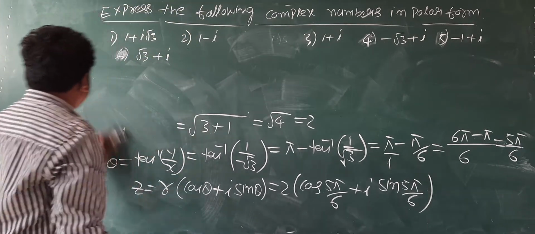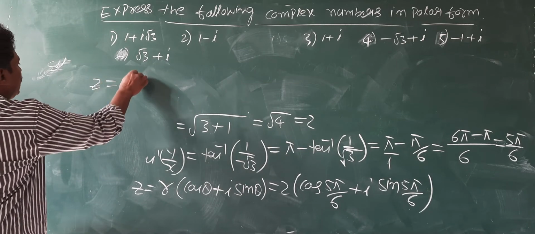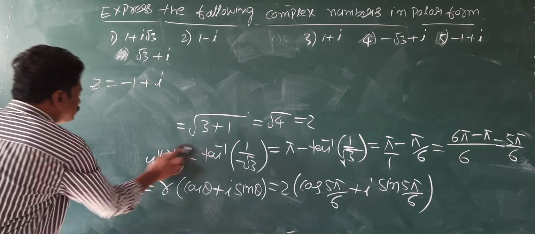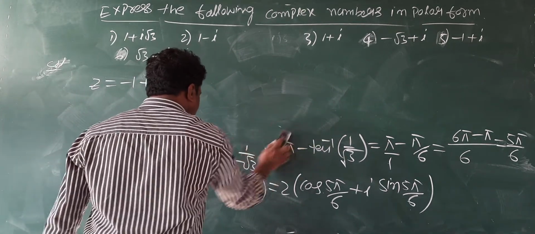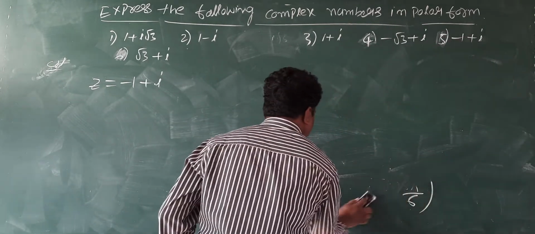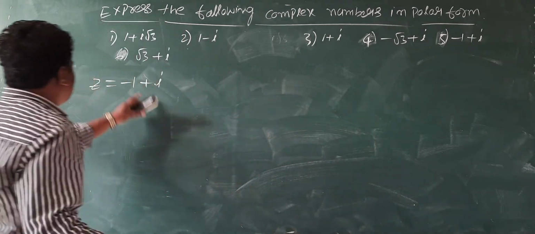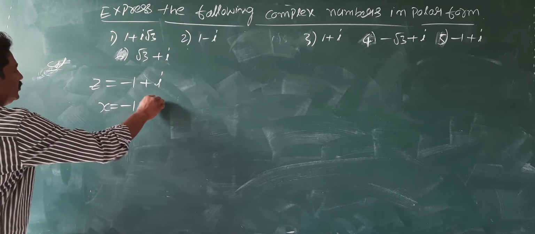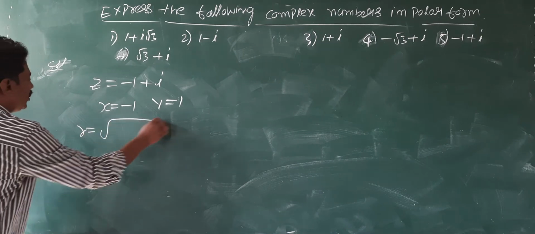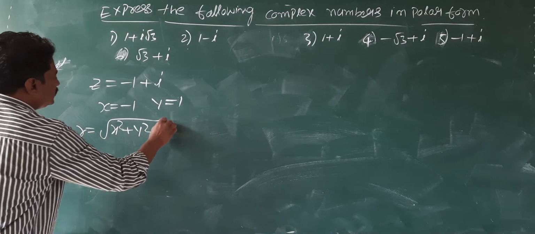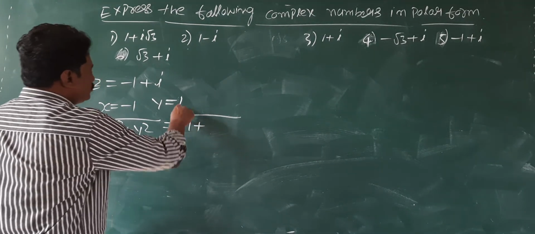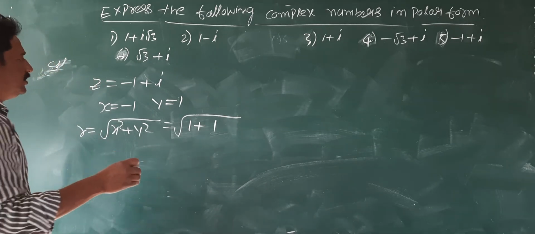Z equals minus 1 plus i. So pick x and y values from that. x is minus 1, y is 1, the i coefficient. r equals root of x square plus y square. How much is minus 1 whole square? Plus 1. 1 square is 1. It is root 2.